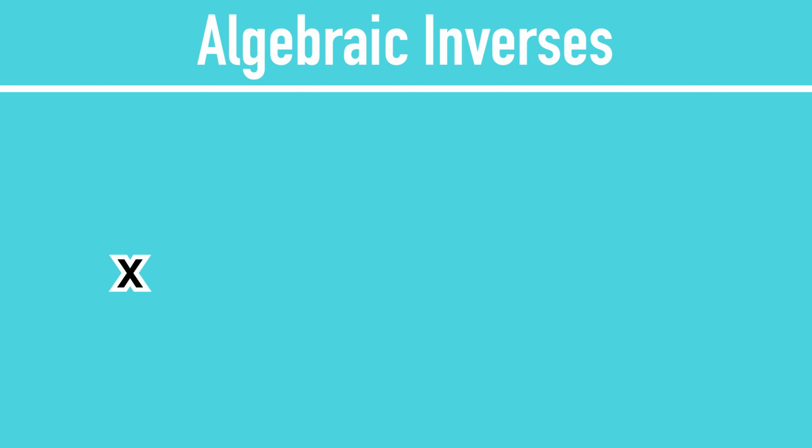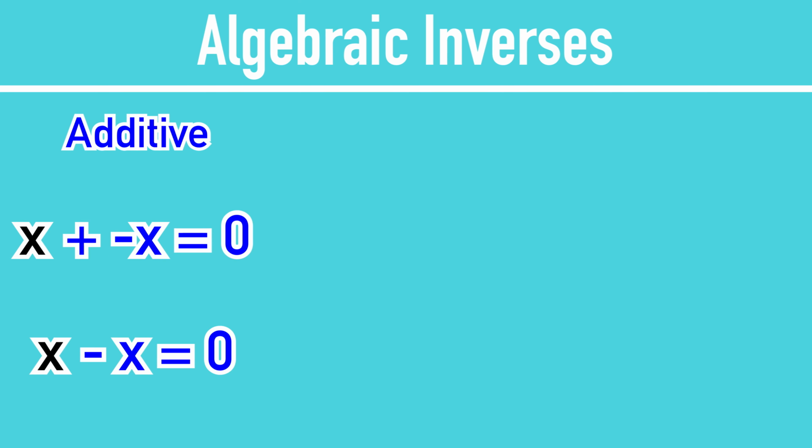We also have algebraic inverses that reverse an operation. Once again, we will start with x to represent any number. If we start with the number x, adding the opposite value, negative x, will yield a result of 0. This is called an additive inverse and tells us that adding and subtracting are inverse operations.